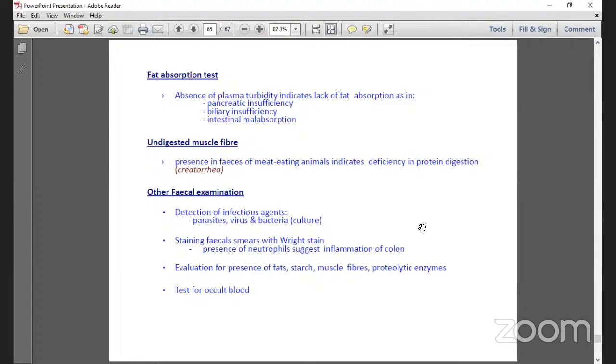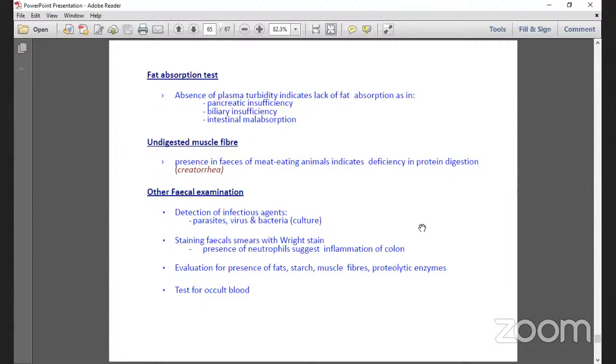And the next one is a fat absorption test. The absence of plasma turbidity indicates lack of fat absorption. And then we might also find undigested muscle fiber. This is its presence in feces of meat eating animals, so it indicates a deficiency in protein digestion. As I mentioned just now, because of improper protein digestion, the muscle fiber cannot be digested and cannot be absorbed by the intestine.